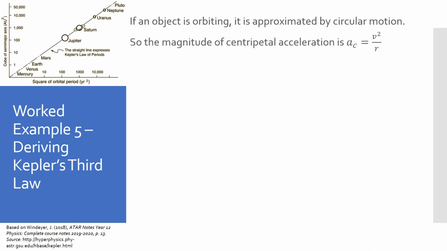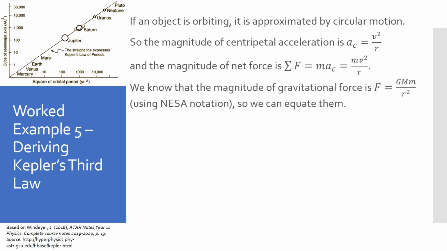First thing we need to state, and you would state this in an exam, is that if an object is orbiting, it is approximated by circular motion. Simply because we have the formulas on the formula sheet for circular motion. And we know that the magnitude of centripetal acceleration is v squared on r, so the magnitude of net force is mv squared on r. We also know the magnitude of gravitational force is big G, big M, little m over r squared, using the Newton notation on the formula sheet.